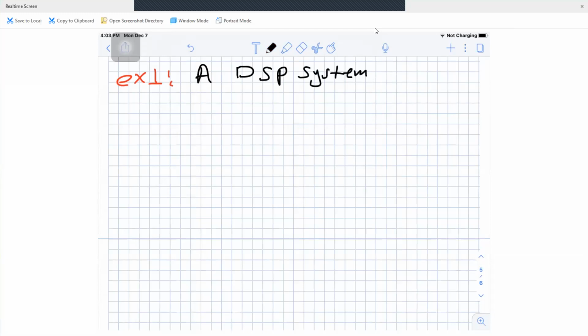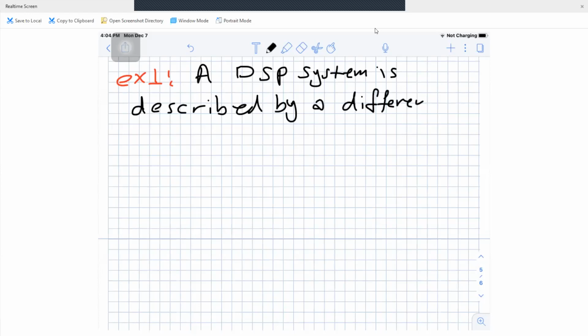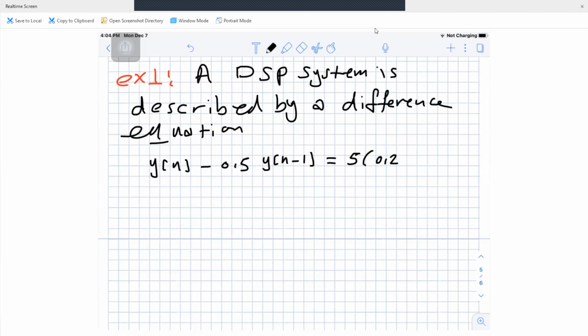A DSP system is described by a difference equation. Look, the difference equation is given: y of n minus 0.5 y of n minus 1 equals 5 multiplied by 0.2 to power n u of n.